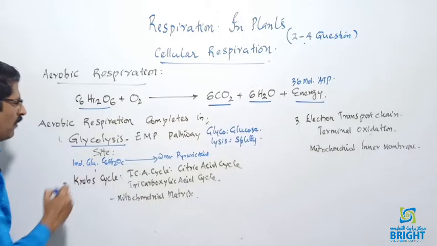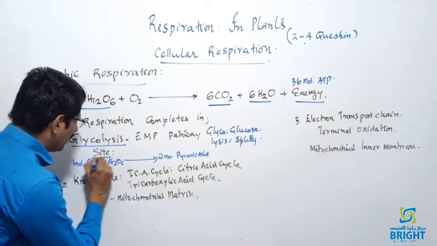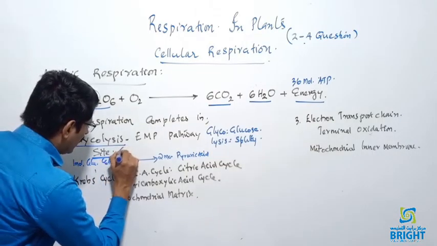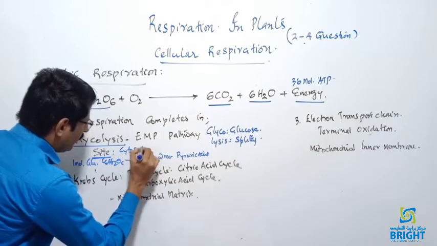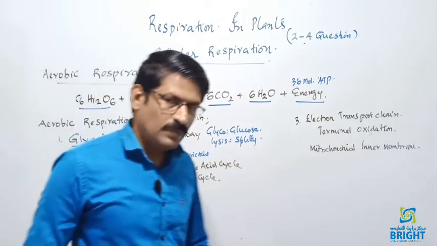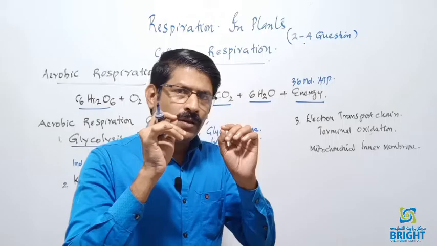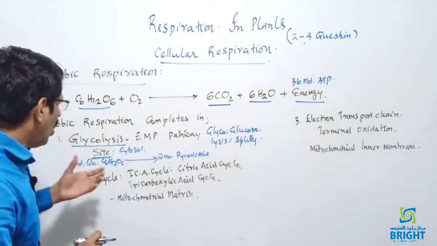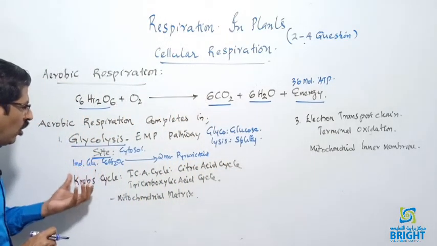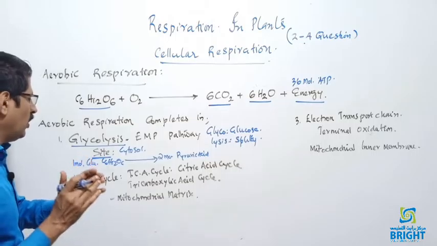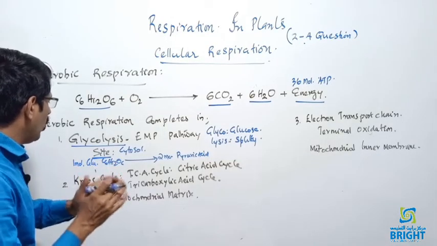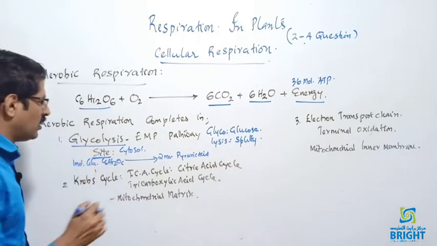The site of glycolysis is the cytosol or cytoplasm, and glycolysis is common to both aerobic and anaerobic respiration. The only stage that is common to both aerobic and anaerobic respiration is glycolysis.